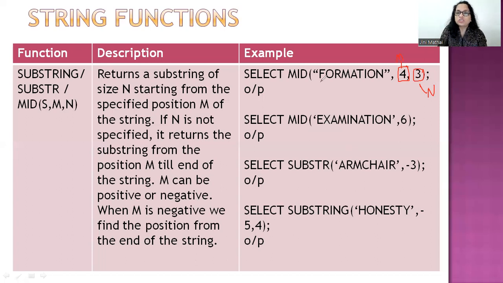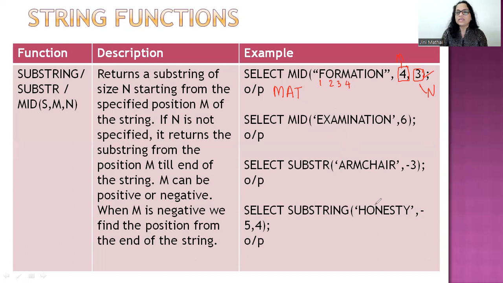Okay, so which is position 4? 1, 2, 3, 4. So where am I supposed to be starting the extraction? From M onwards. And how many characters to extract? It says 3 characters. So what's the output going to be? Mat. Correct? Because start at M and get me 3 characters. So I have M, A, and T. Here in this example, you have the string, where to start extraction and how many characters to extract. I told you, you can also omit the value N.